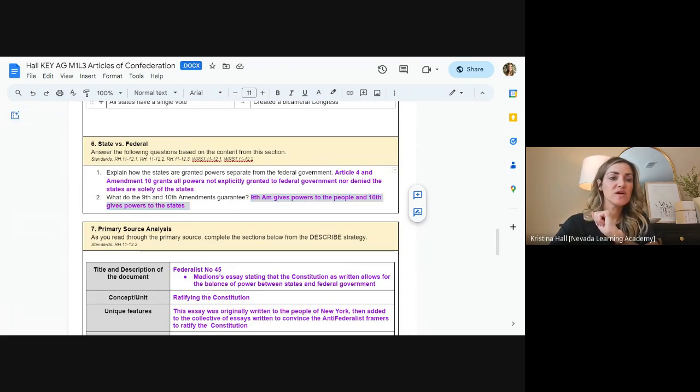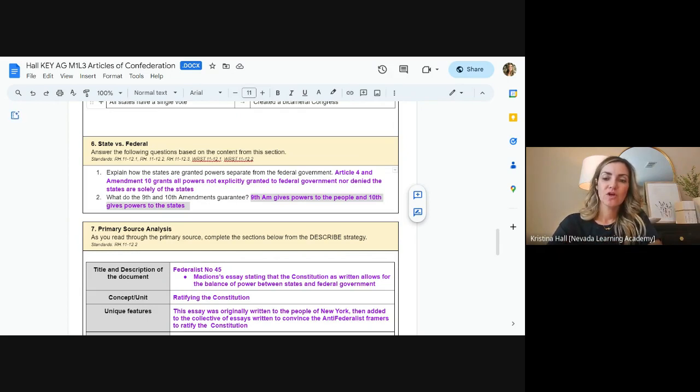And then the last one: how does the 10th Amendment of the Constitution limit the power of the federal government? It reserves all unspecified powers to the states. So if it isn't explicitly stated that the federal government has that authority, then the states get their own autonomy and get to decide.